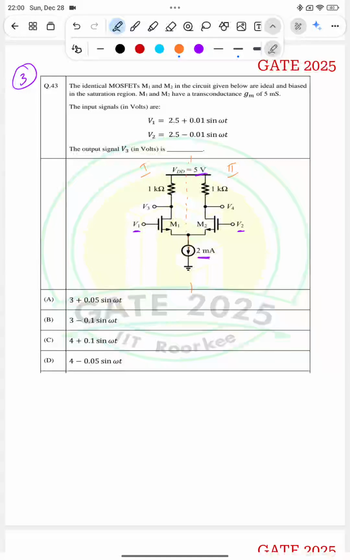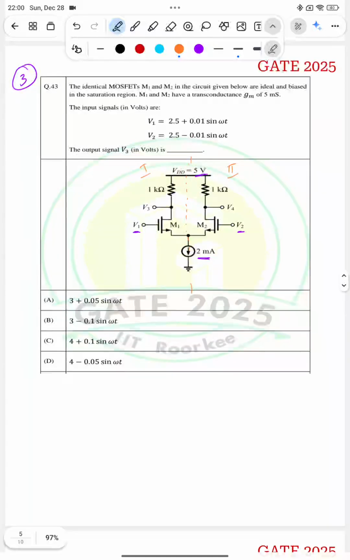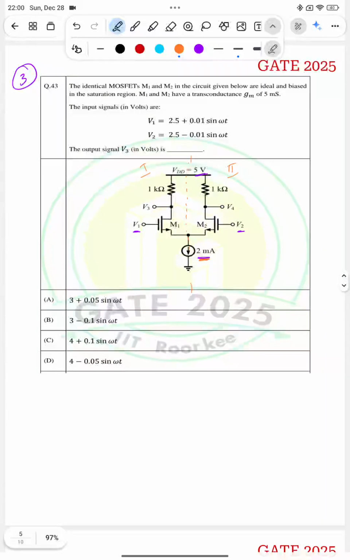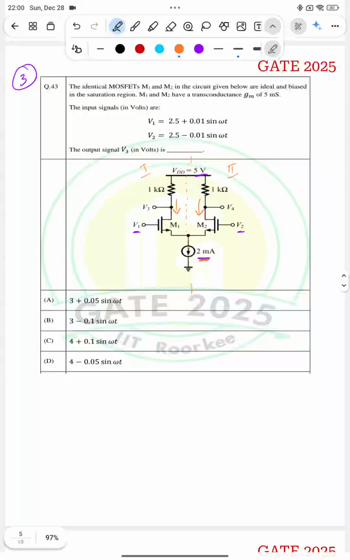So from this itself we can write one thing, that is the DC current. The DC current here is 2 milliampere, and this 2 milliampere will be split across the two arms of part 1 and part 2 equally, right? So this current here and this current here, that is DC current, will be 1 milli and 1 milli.